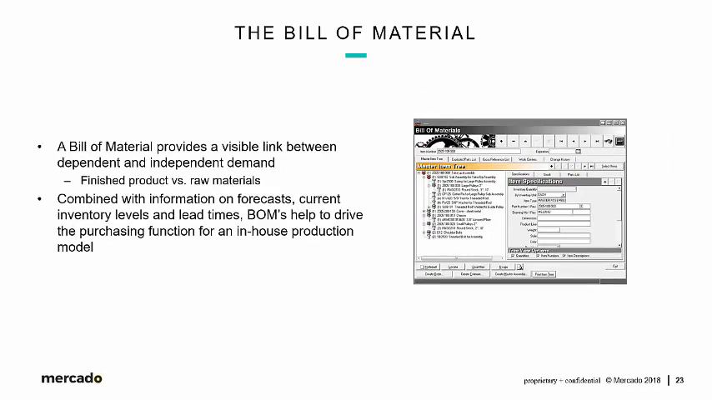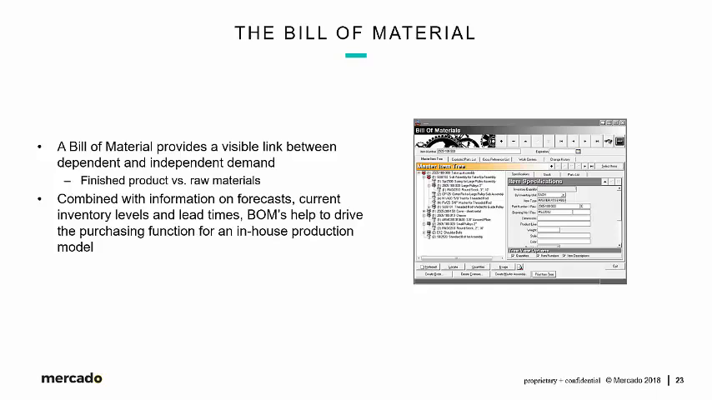Continuing on with this discussion on the bill of material, a bill of material provides a visible link between dependent and independent demand, the relationship between a finished product and the raw materials that go into it. What are we going to make? What are the ingredients that go into it? And how much of each ingredient are we going to need?